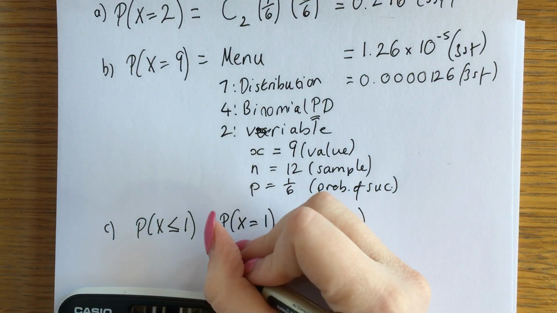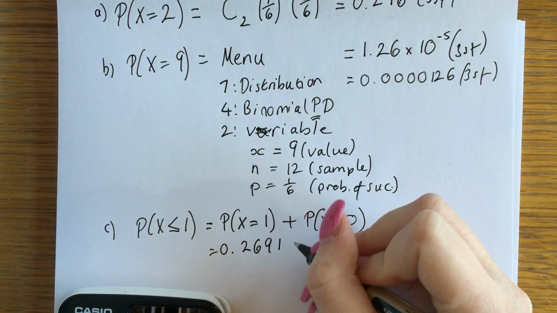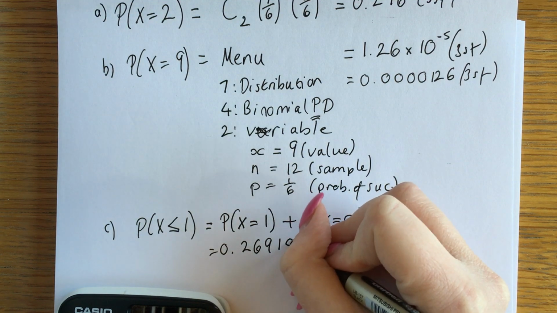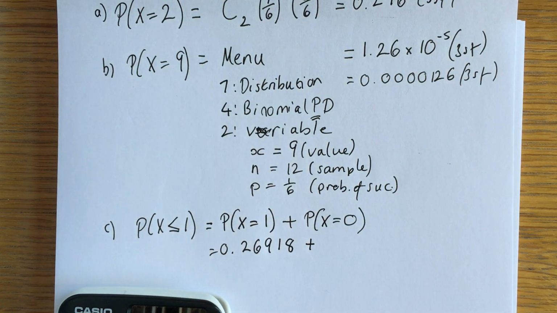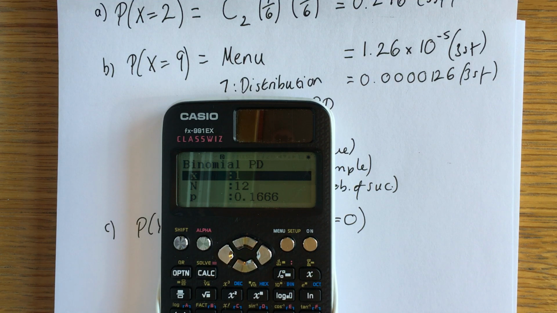So the probability of getting 1 six is 0.26918. I'm going to do it to more decimal places than I need. I'm always going to need 3 significant figures unless it says otherwise, so I'm just going to write 5 or so down so I definitely have plenty. And I'm going to do it again. And if I press equals after doing that, it just takes me straight back.